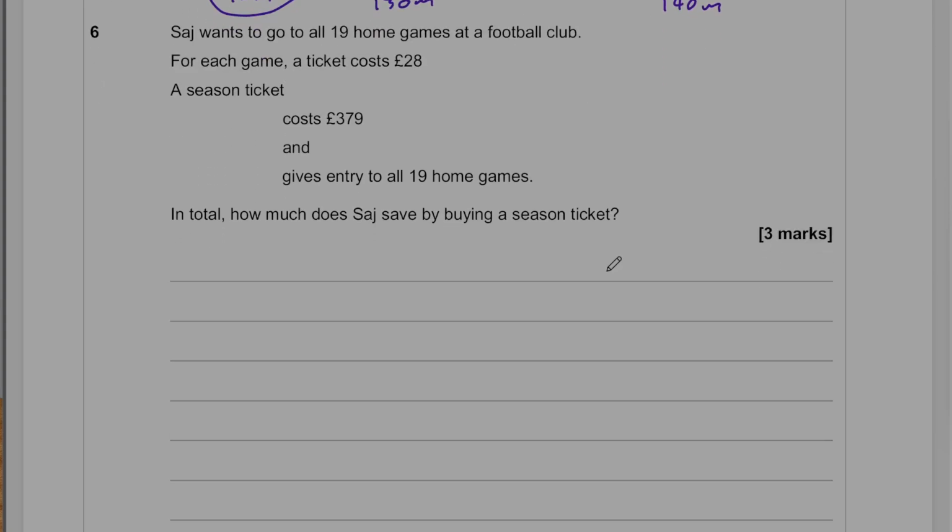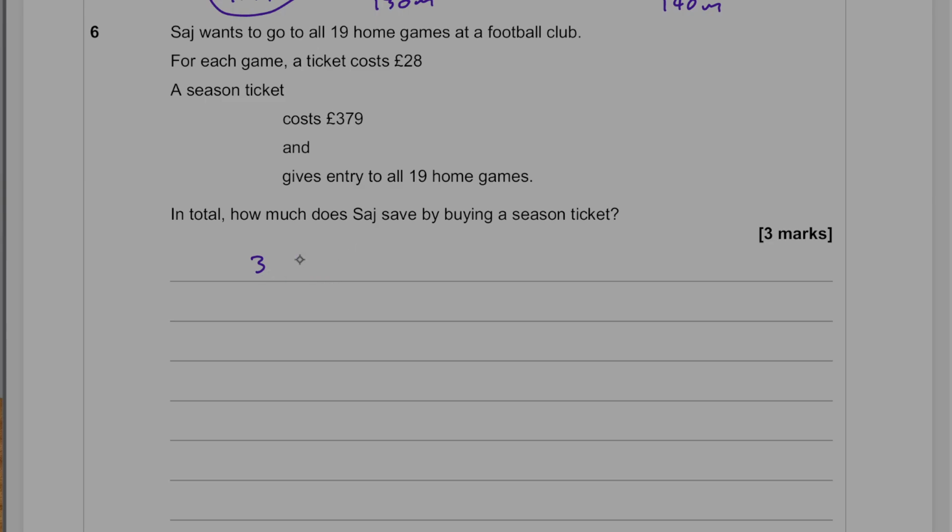Okay, question 6. Saj wants to go to all 19 football games at a football club. For each game, a ticket costs £28. A season ticket costs £379 and gives entry to all 19 games. How much does Saj save by buying a season ticket? So I'm going to do it in a yearly price. So I'm going to go 28. Actually, I'm going to do it as a single sum. I'm going to do 379. That's the full price minus the price.